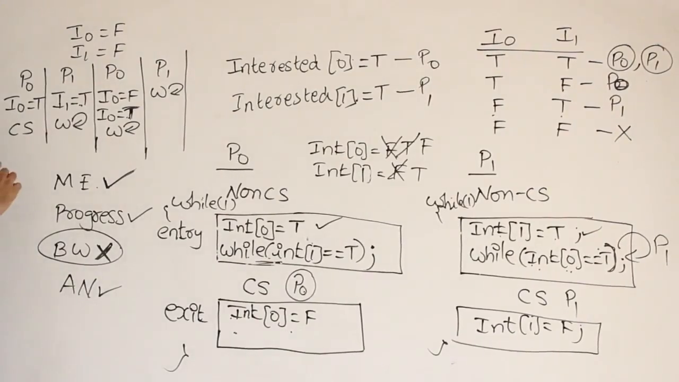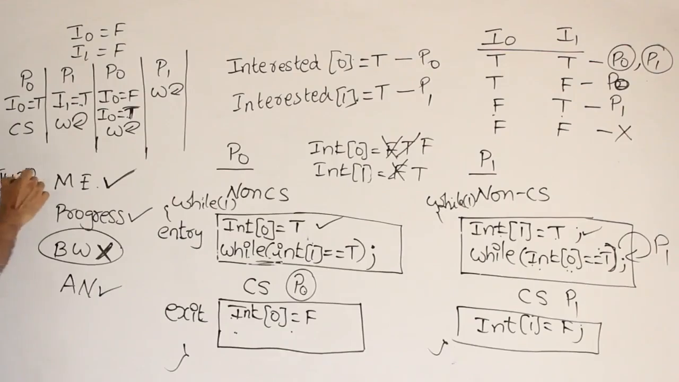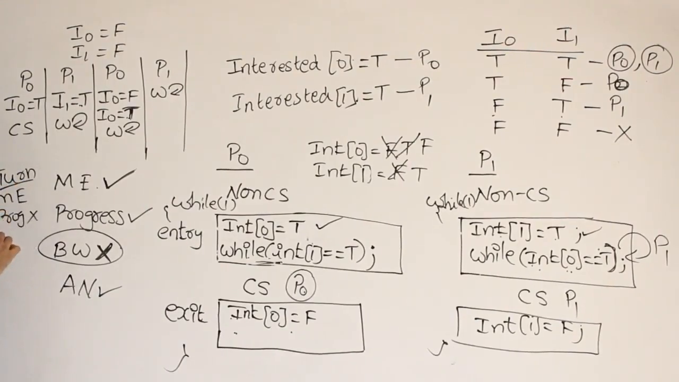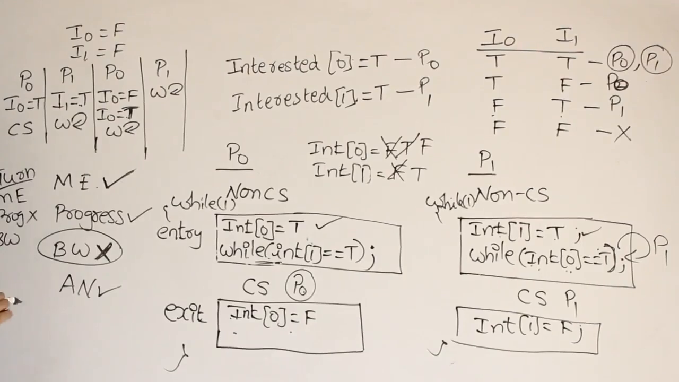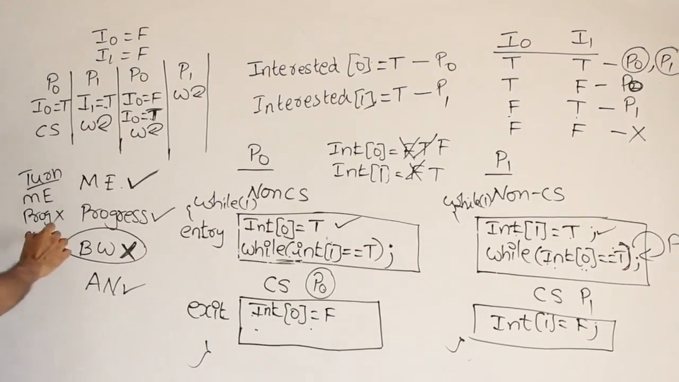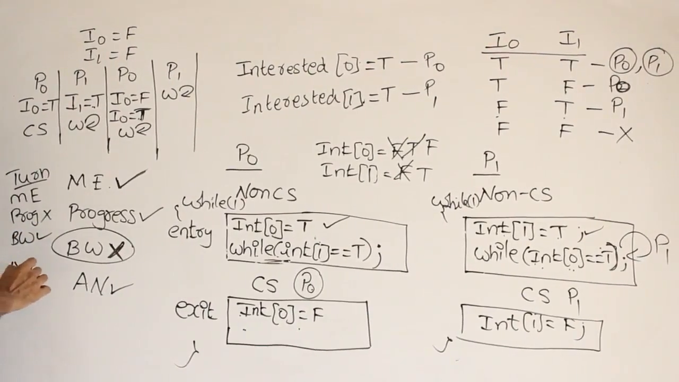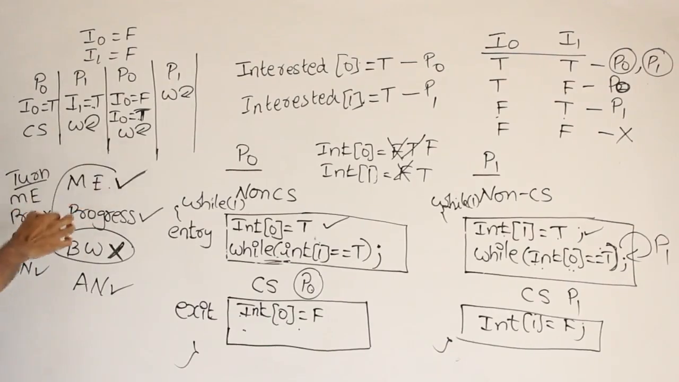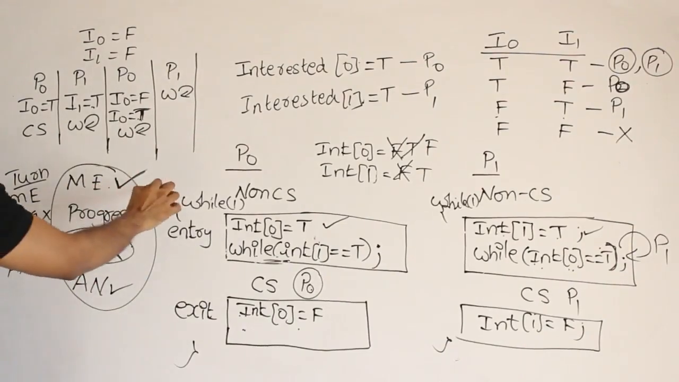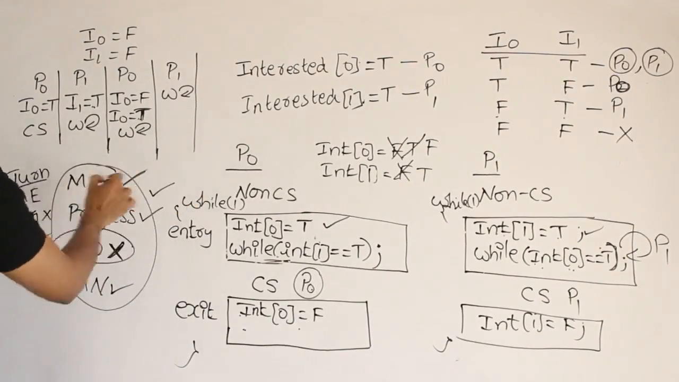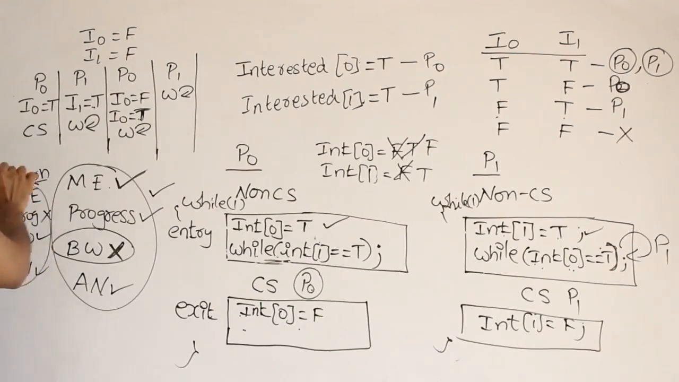So if you look at the turn variable, mutual exclusion is guaranteed, but progress is not guaranteed. But bounded waiting is guaranteed. Is bounded waiting guaranteed? Yes. Bounded waiting is guaranteed, and architecture neutrality is guaranteed. Now, individually, the interested variable has some problem, and the turn variable has some problem, right?